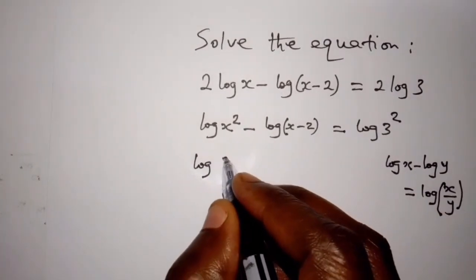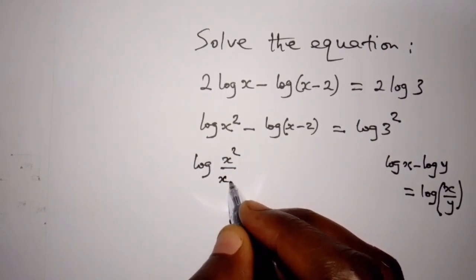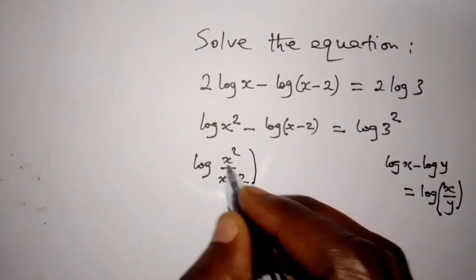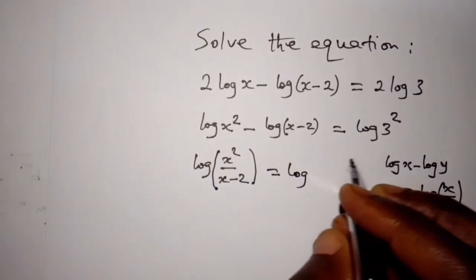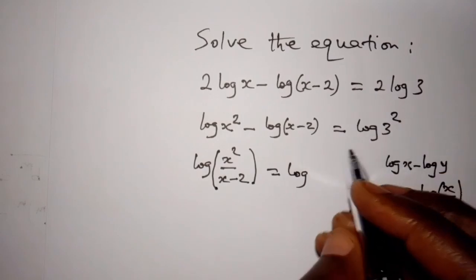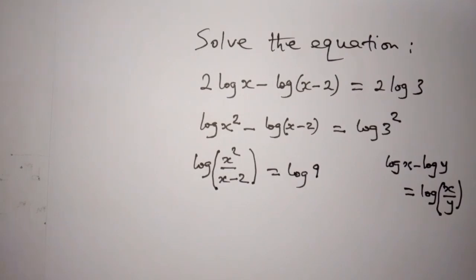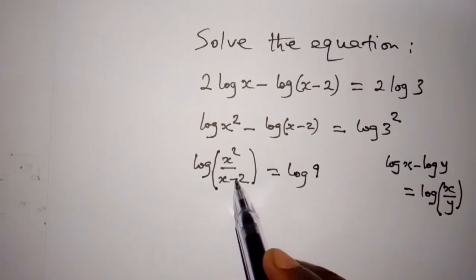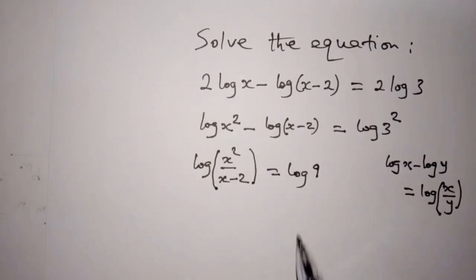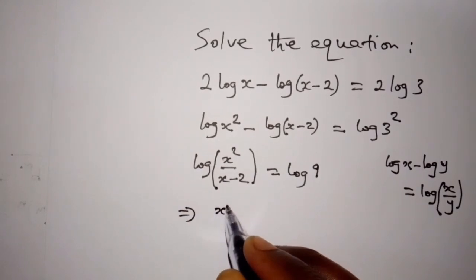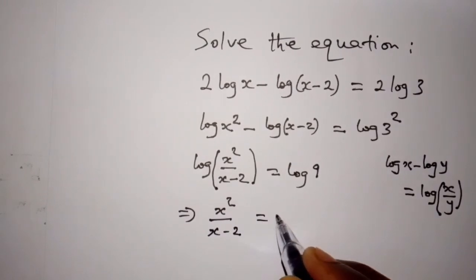Because this is minus, we can say that log x squared over x minus 2 is equal to log 3 power 2, which is 9. Then this implies that x power 2 over x minus 2 is equal to 9.